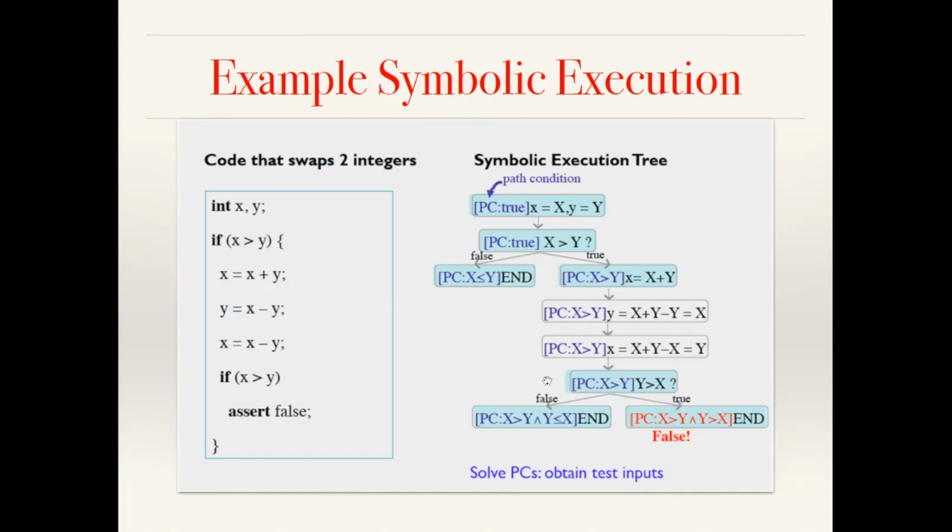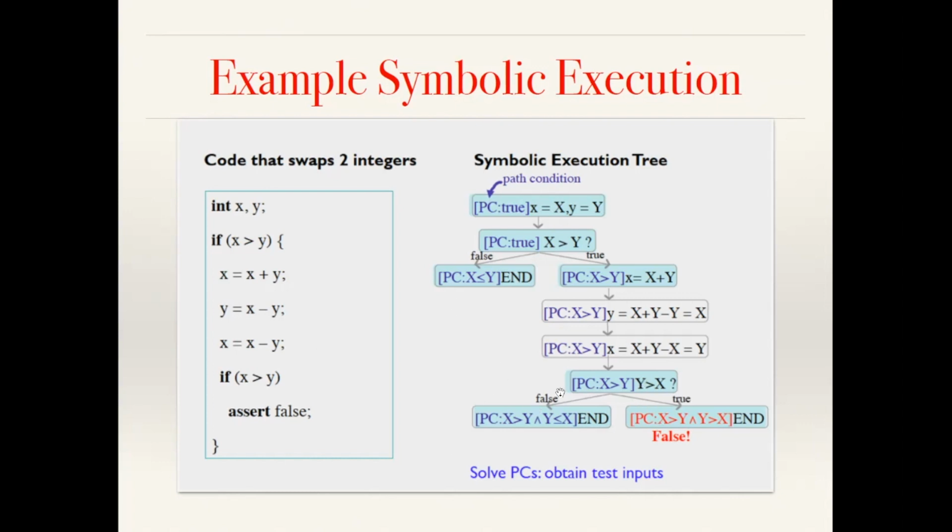And on the true branch, the path condition becomes big X greater than big Y and big Y greater than big X, which if we feed to a constraint solver, it will say this is not satisfiable. So at this point, the analysis will end. So the assert false is not reachable on that branch.